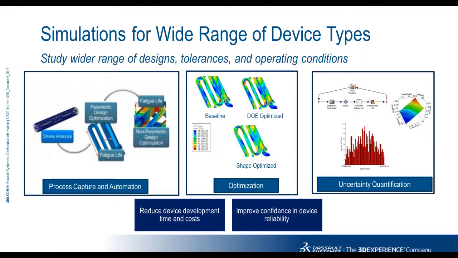Once a simulation methodology has been sufficiently refined, it can then be automated and applied to other designs or devices, which ensures consistent use of best practices and reduces the likelihood of error. Further, you can then focus on device optimization and uncertainty quantification that take into account variability in material or geometric parameters or operating conditions. As before, these simulations, again, help reduce development time and improve reliability.